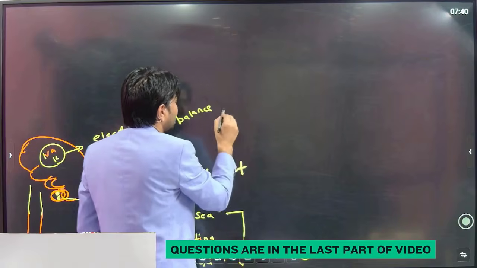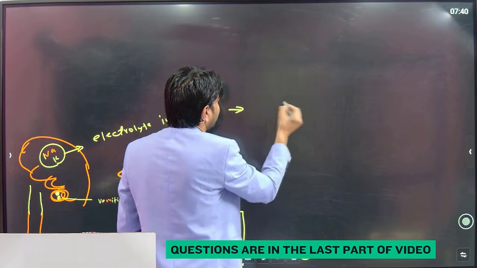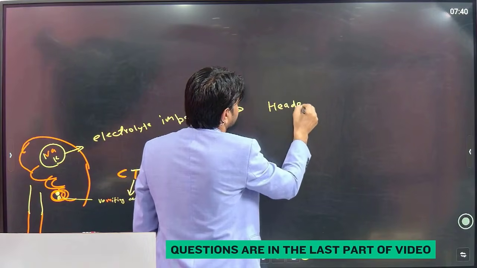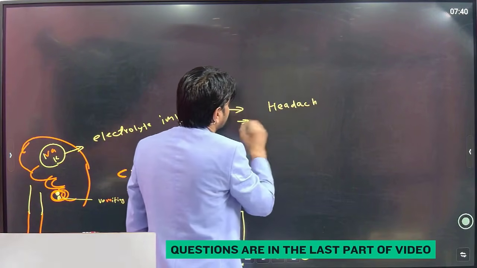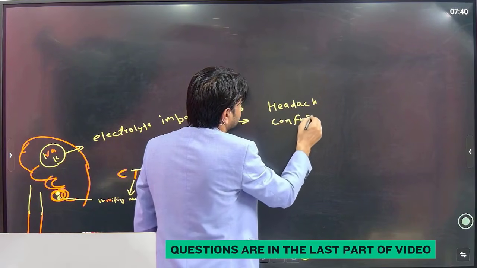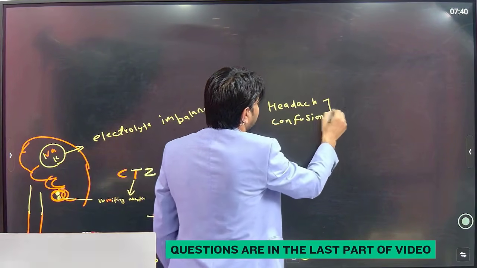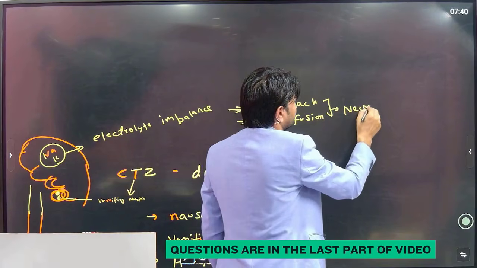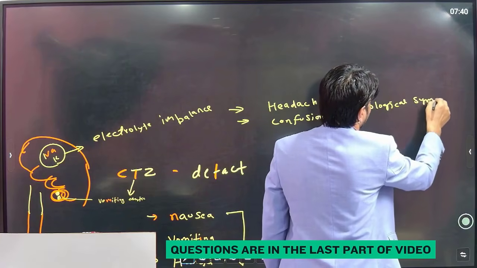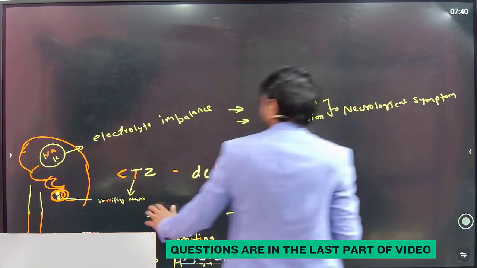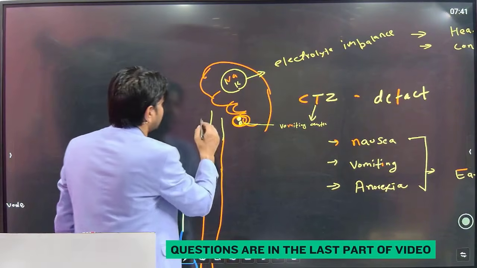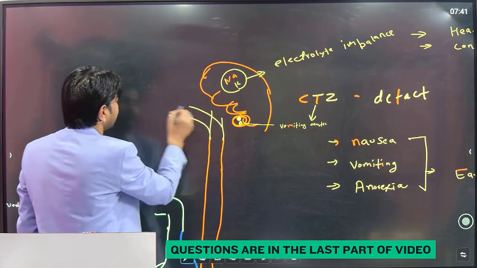neurological symptoms will start to appear, where the patient will experience headache and confusion. So these will be neurological symptoms. And now this same blood with high digoxin levels, meaning digoxin toxicity, will then reach the retina.